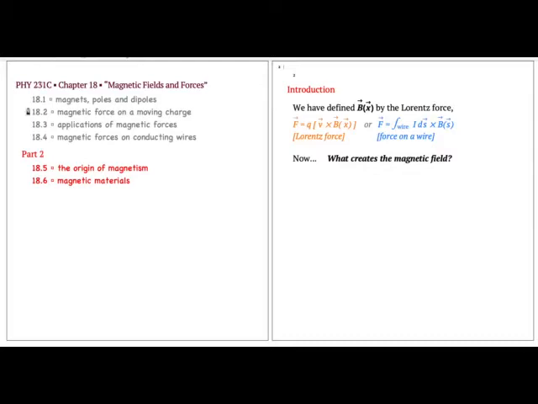Okay, so this is part 2 for the screencast on magnetism, chapter 18. We've already talked about the magnetic force and the magnetic force on wires. Now the question is going to be, what creates the magnetic field? The magnetic field is always denoted by B. It's a vector. It's a function of position.